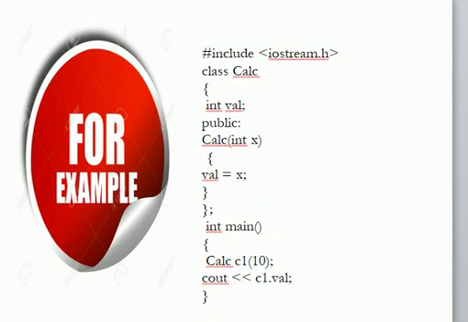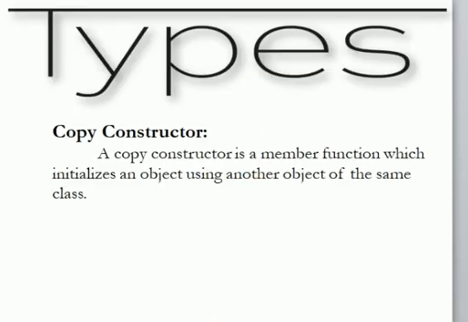Next we will see the copy constructor. A copy constructor is nothing but a member function which initializes an object by using another object of the same class. So it is known as a copy constructor. It is a copy of another constructor. So it is known as a copy constructor.